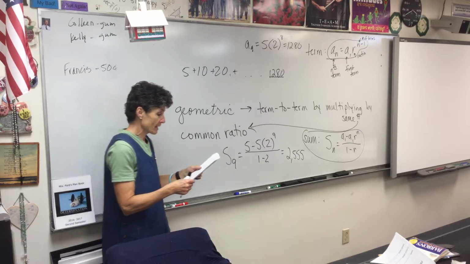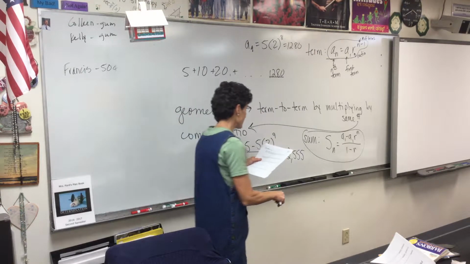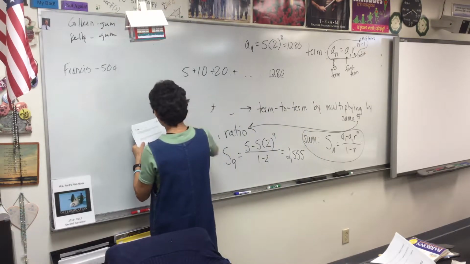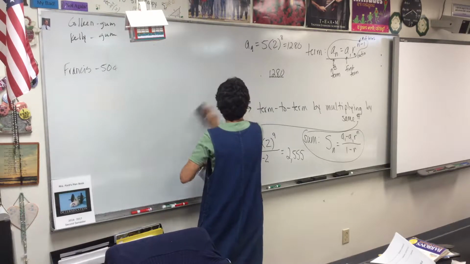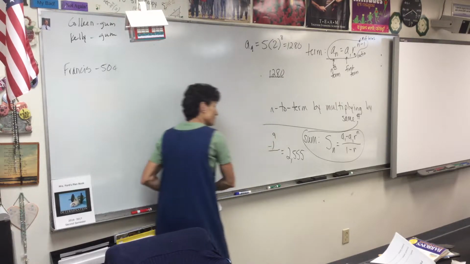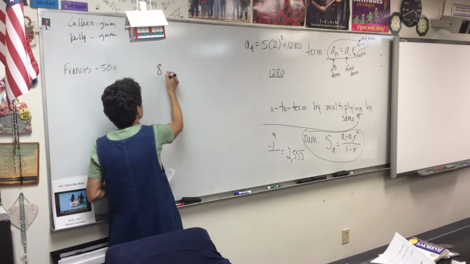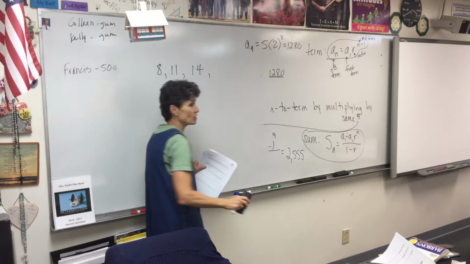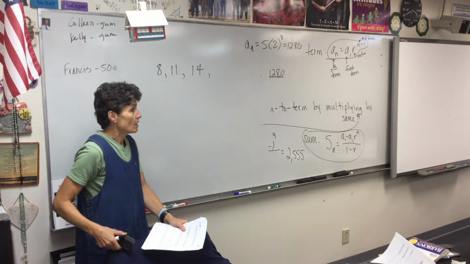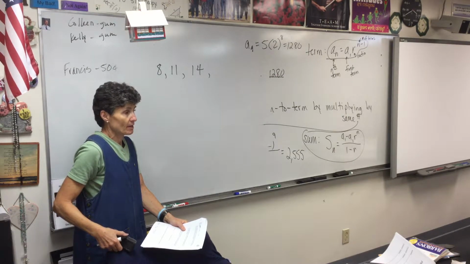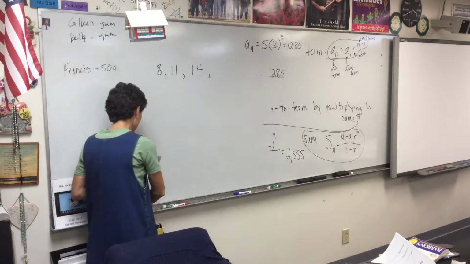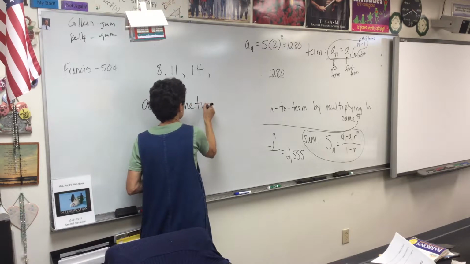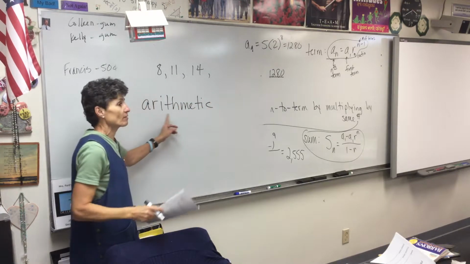Okay, now I want you to look at the next problem. In the first game of the season, Barry caught 8 passes. Then he caught 11. Then he caught 14. Okay, now wait a minute. We went from 8 to 11 to 14. Is this geometric? No. How are we building this set of numbers? We're adding.